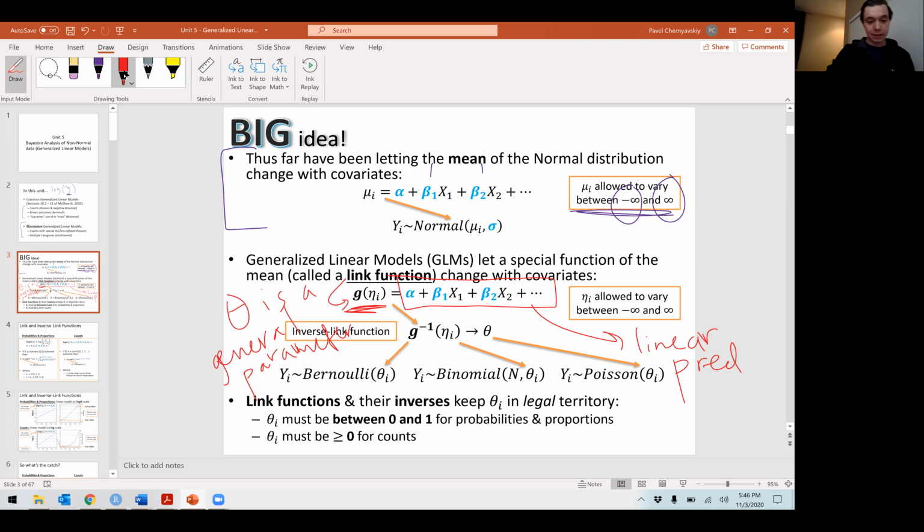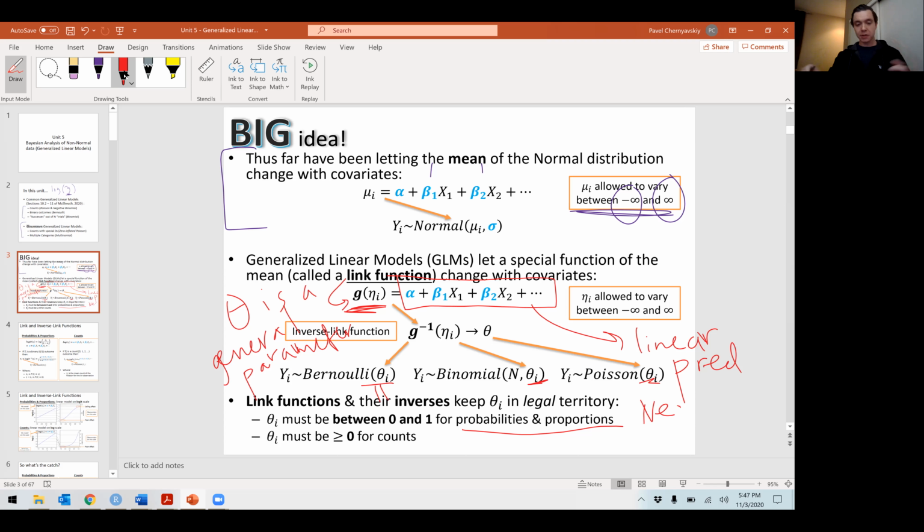When I say legal, it must be between 0 and 1 for probabilities and proportions. This becomes a pi for probability. So we take our linear model and feed it through the link function, which ensures that no matter what the combination of various alphas, betas, and x's, our probability never exceeds 1 and never gets below 0. This is true also for binomial distributions. For Poisson and also negative binomial, that should say negative binomial.